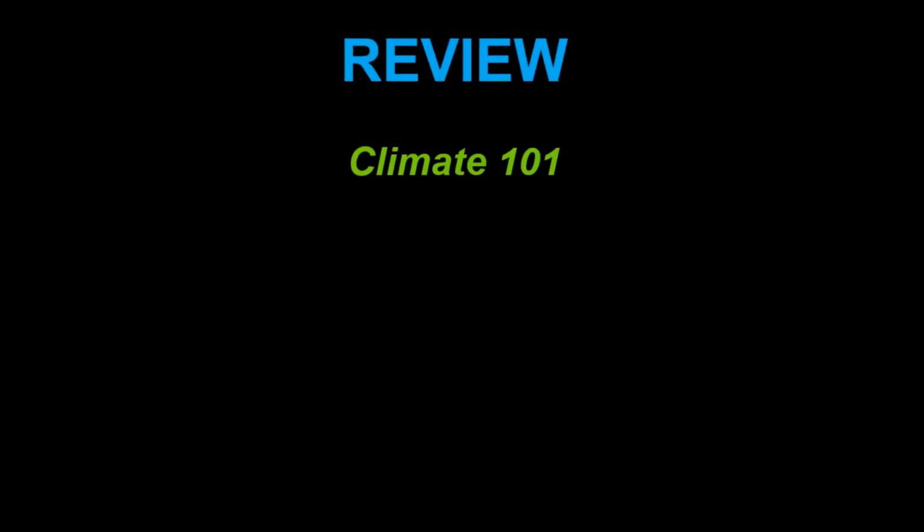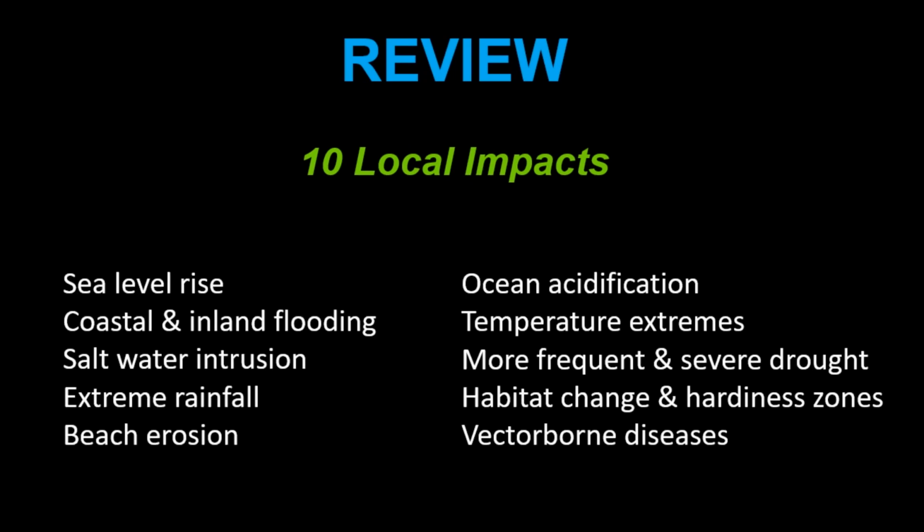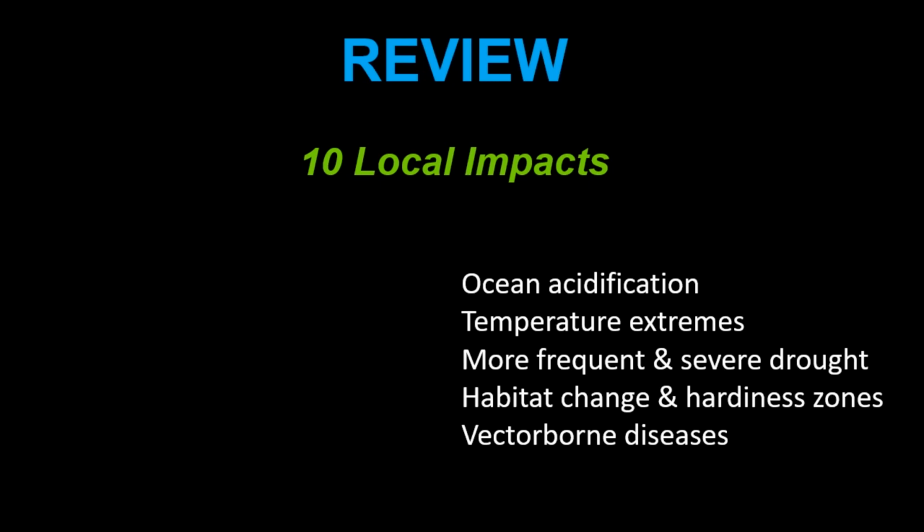So to review, you learned some basic Climate 101: climate versus weather, the greenhouse gas effect, carbon footprints, carbon dioxide and global temperature, thermal expansion of the oceans, and loading the climate dice. You also learned about 10 local impacts: sea level rise, coastal and inland flooding, saltwater intrusion, extreme rainfall, beach erosion, ocean acidification, temperature extremes, more frequent and severe drought, habitat changes and hardiness zone shifts, and vector-borne diseases.